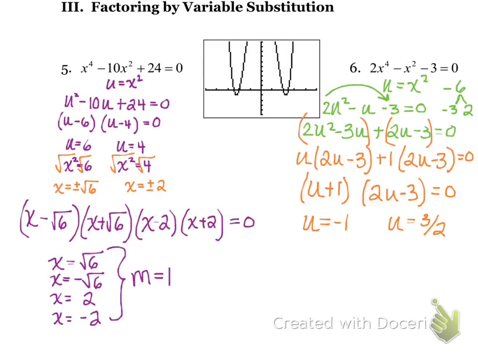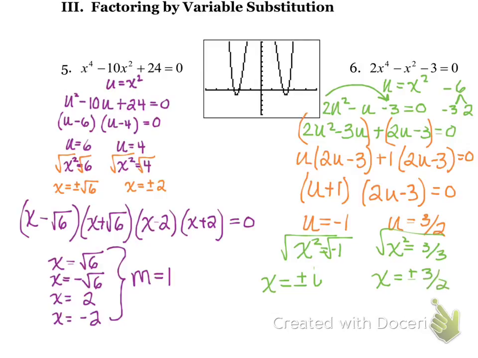And now we're going to switch back because u equals x squared. So x squared equals negative 1 and x squared equals 3 over 2. If we took the square root of both sides, we would have the following zeros: square root of negative 1 is i, so I'd have x equals plus or minus i, and over here I'd have x equals plus or minus root 3 over 2.